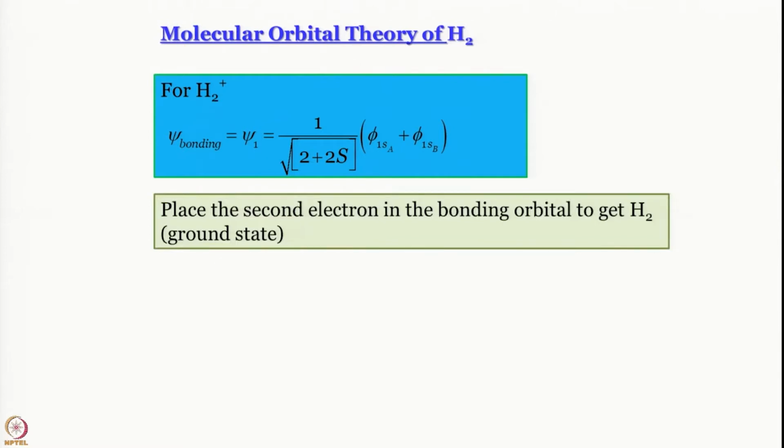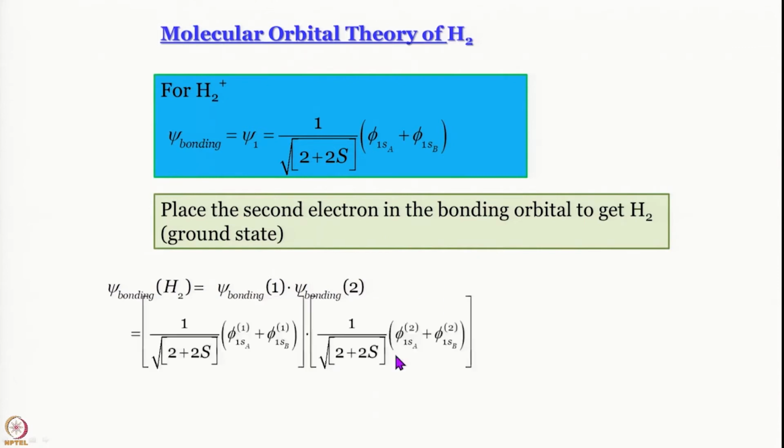But for hydrogen, both the electrons would go into the bonding orbital, because like atomic orbitals, molecular orbitals can also accommodate 2 electrons. So, we will place the second electron in the bonding orbital. Then what is the wave function that I am going to get? So, psi bonding of dihydrogen is going to be something like psi bonding occupied by 1 multiplied by psi bonding occupied by 2. Of course, we are going to expand this expression and see what we get. But well, here it is without much ado.